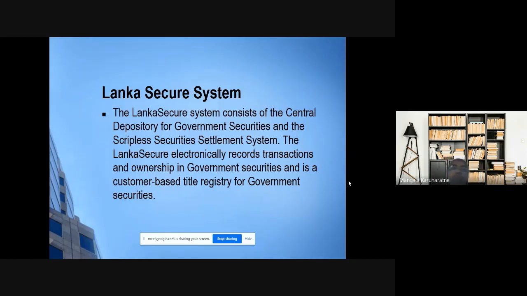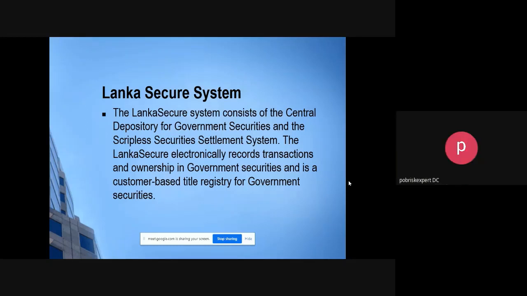So we will move on to Lanka Secure System. Lanka Secure System consists of the Central Depository for Government Securities and the Scriptless Security Settlement System. Actually they go hand in hand, because we access the Central Depository system through the Scriptless Security Settlement System.